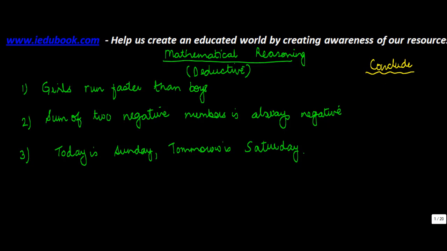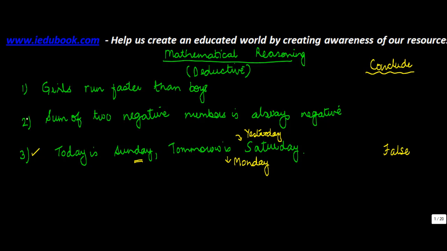Let's take first the third sentence. This says, today is Sunday, tomorrow is Saturday. Can this be true ever? No, obviously not. If today is Sunday, tomorrow has to be Monday. Saturday is yesterday, not tomorrow. So we know for sure that this statement is false. Okay?